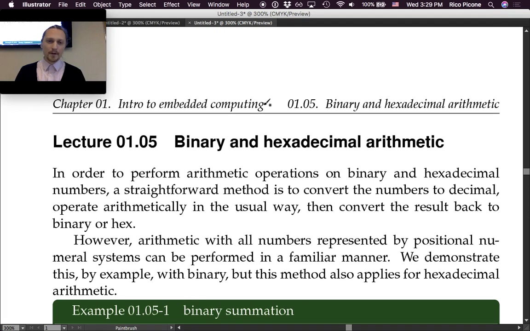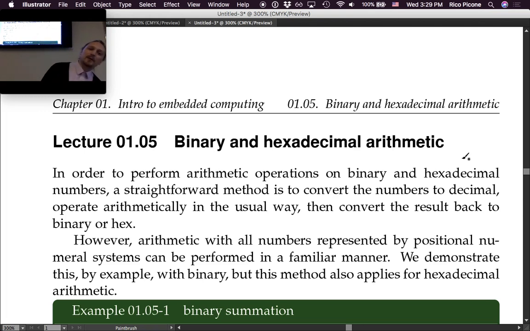Okay, so binary and hexadecimal arithmetic. In order to perform arithmetic operations on binary and hexadecimal numbers, a straightforward method is to convert the numbers to decimal, operate arithmetically in the usual way, then convert the result back to binary or hex. It's not a bad way.